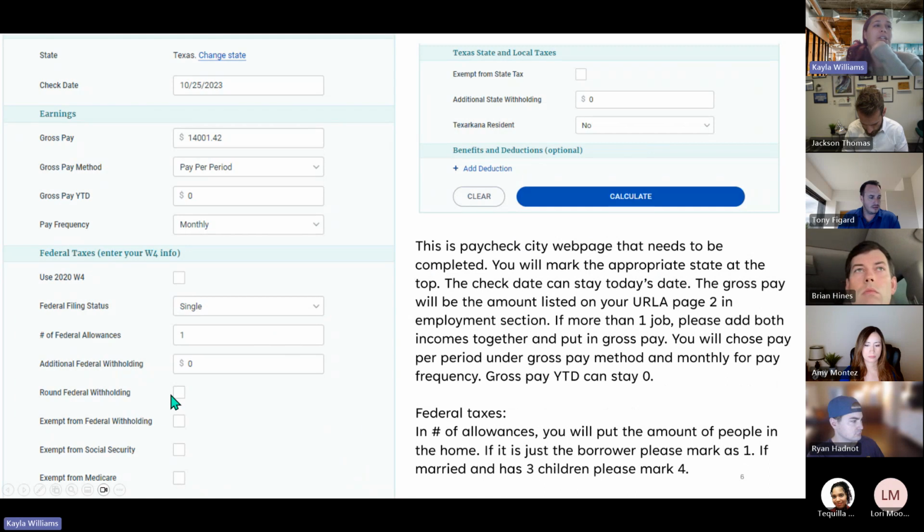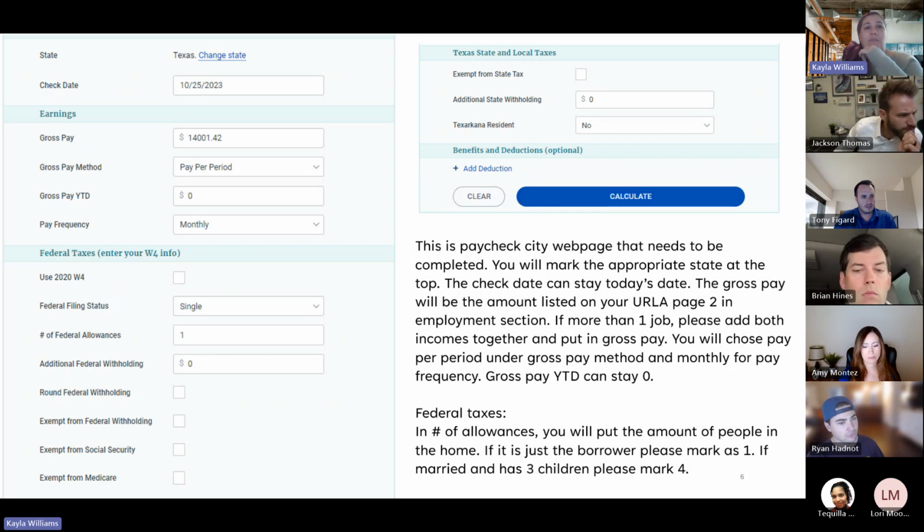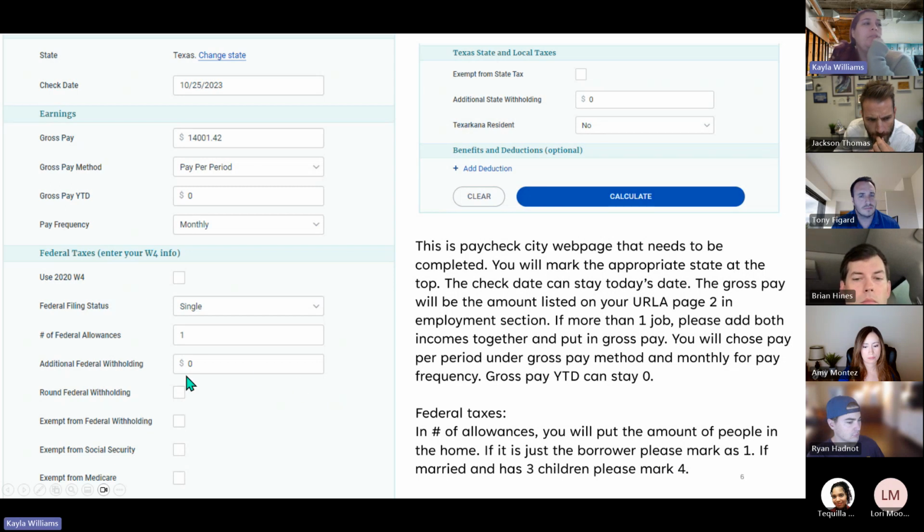Then in this section, if they're married, single, you're going to use the drop down for head of household, married, single, anything like that. The number of allowances: if they are unmarried and have no dependents, you're going to put 1 for themselves. If they're married, you're going to put 2. It's however many people are living in the household. So if they have 3 kids and are married and themselves, I put 4, but you would put 5 here. I'll change that.